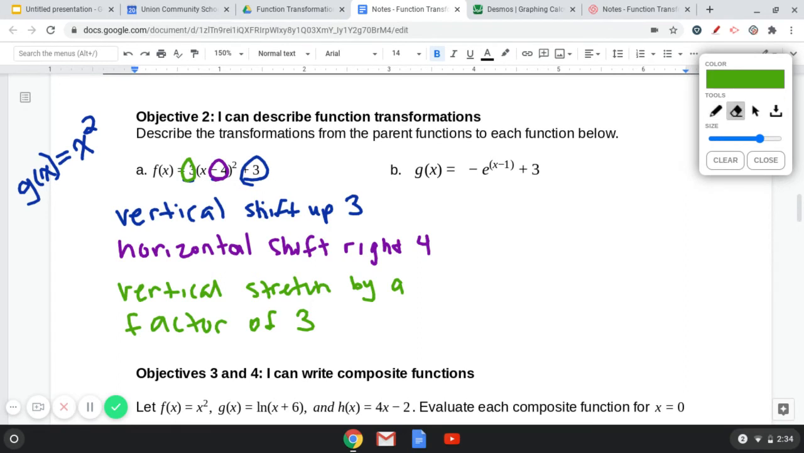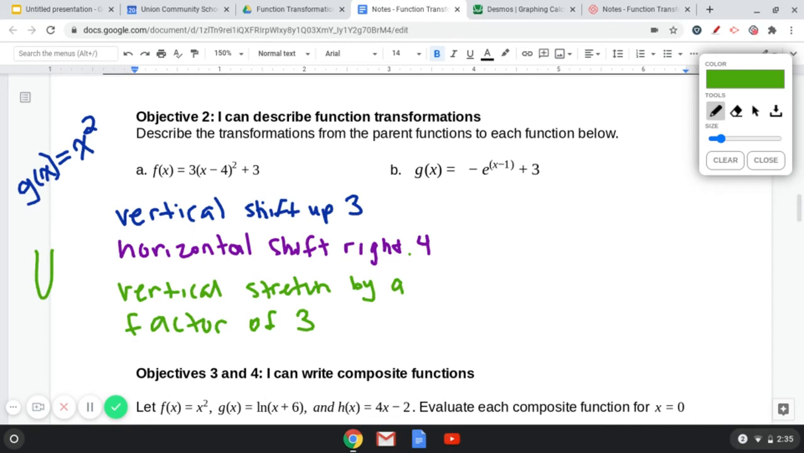I'm going to erase my markings really quickly here, but this is a quadratic equation written in vertex form, which is really useful because this means that the vertex is at 4, 3, because we went up 3 and right 4. And a vertical stretch by a factor of 3 means that it will appear thinner. It will appear closer to the y-axis because those y values are stretched away from the x-axis.